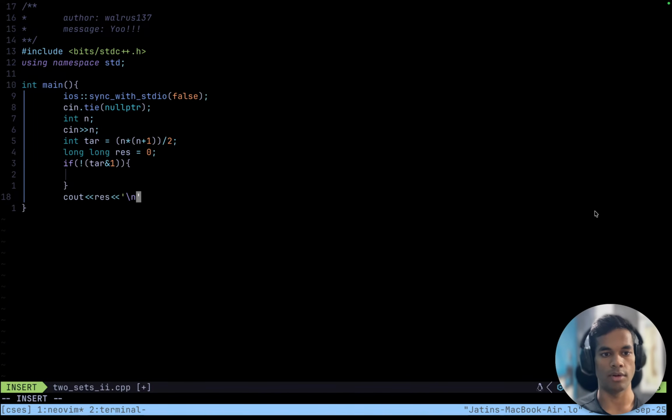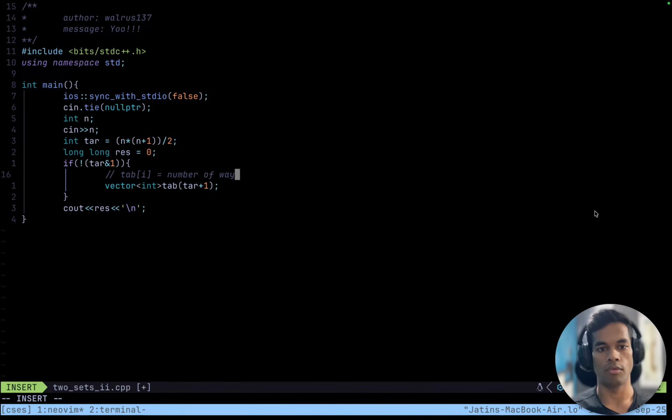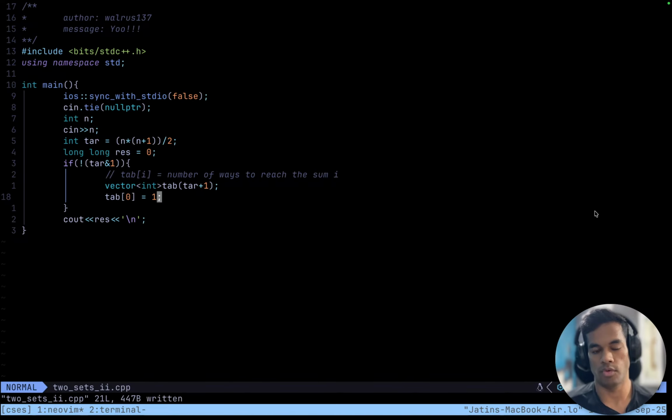But in any case, we will output the response. So at this point in the code, we know that there is an answer which is possible. So we will initialize our vector, we will call it tab. We want to see how many different ways there are to reach the sum of target. We are saying that tab I is the number of ways to reach the sum I. And the number of ways to reach the sum 0 is 1, because you do not choose any coin. That is your answer. You do not choose any coin.